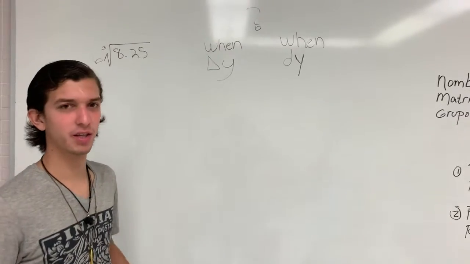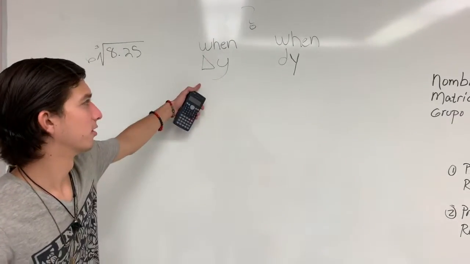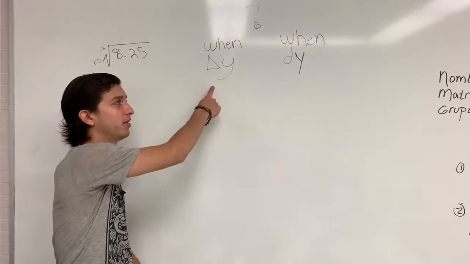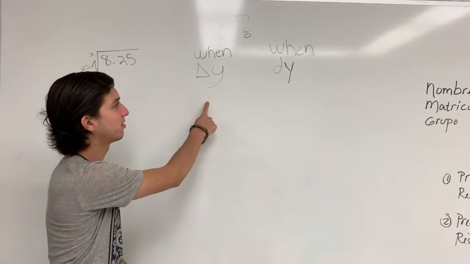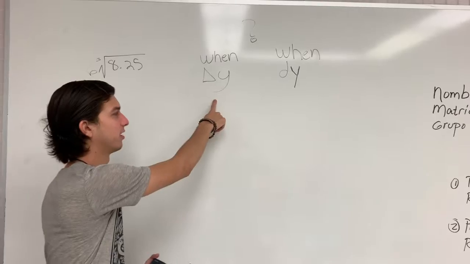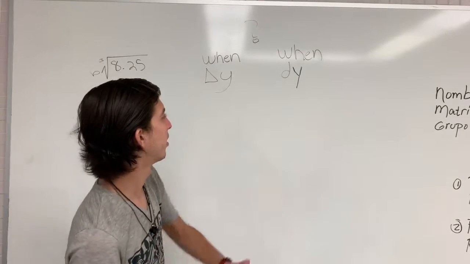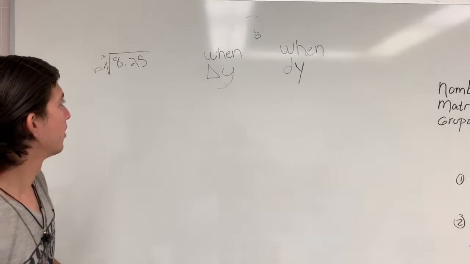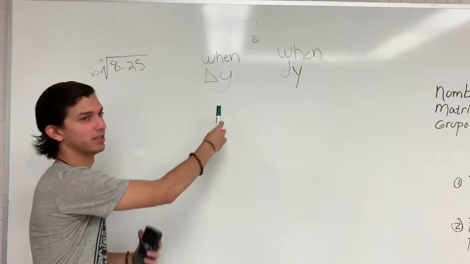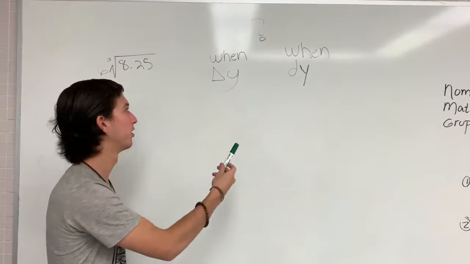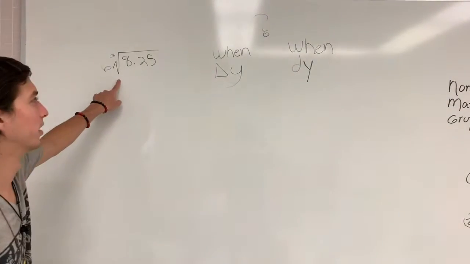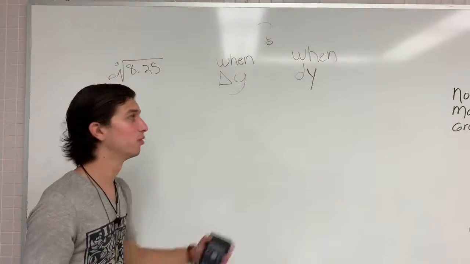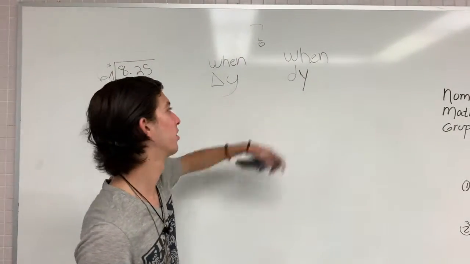I'm going to explain the difference between delta y and dy. Delta y is also known as the exact change in a changing object, and dy is the approximate change. In the past, when they didn't have calculators, problems like this were very difficult to solve by hand. So they used differentials so that they could solve them.